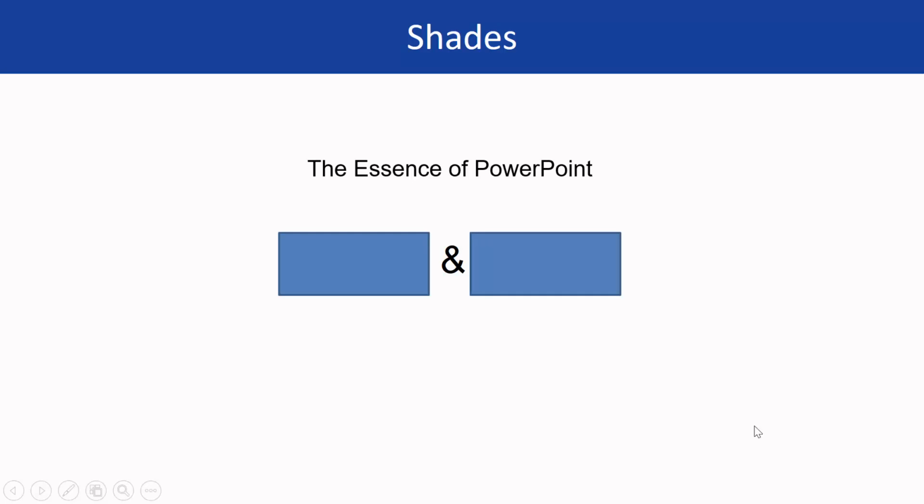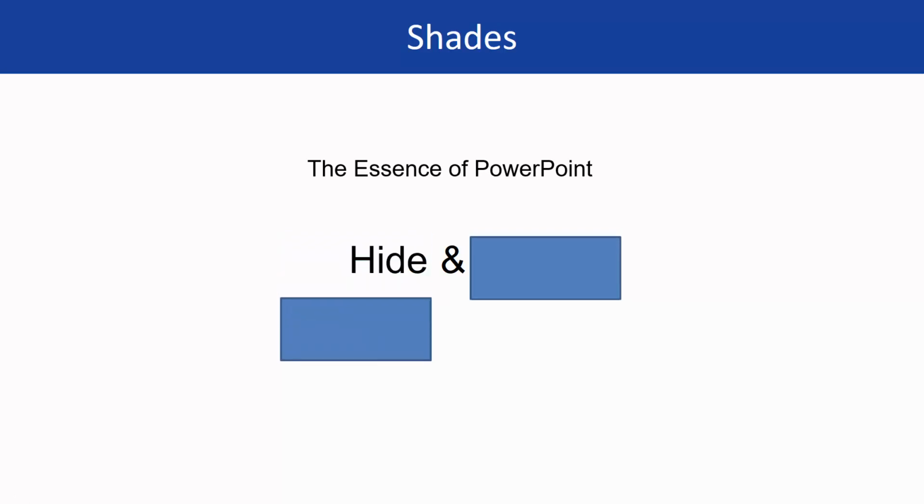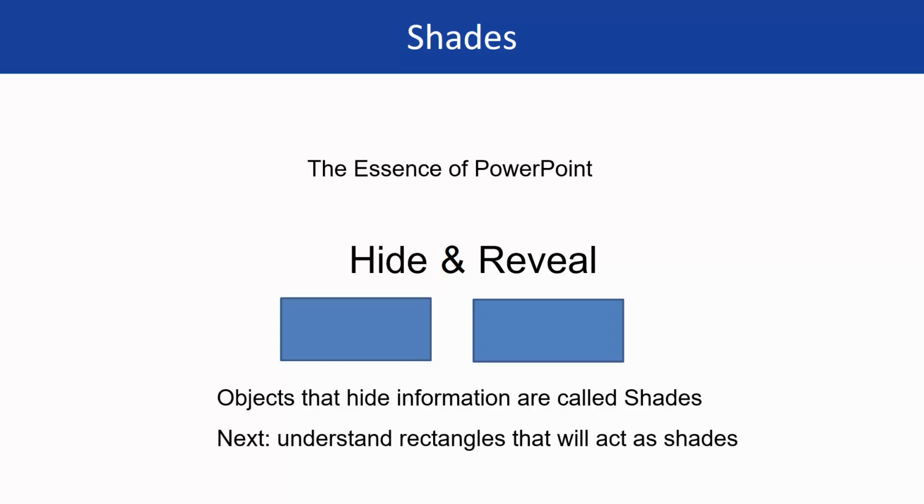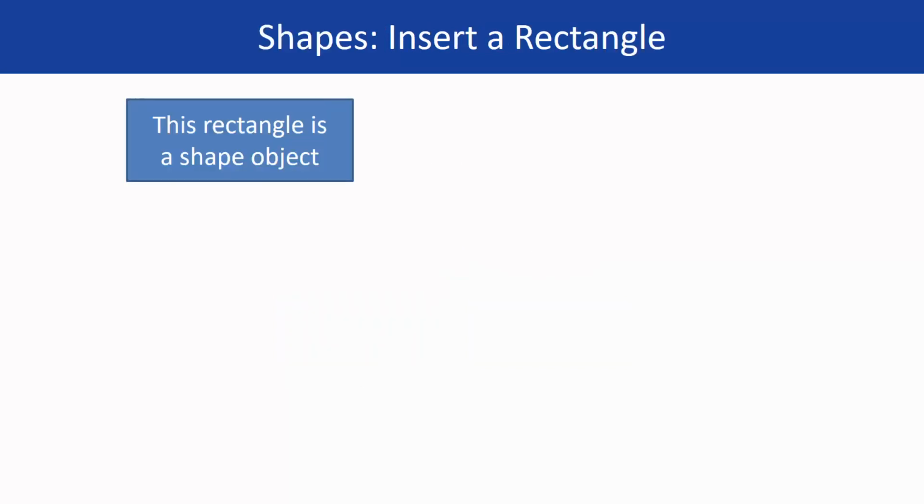At the very beginning in the first video, I showed this screen and I removed the blue box to show things behind. It's an incredibly effective engagement technique. So what you have to understand is that these blue boxes were sitting in front of that text box. When we hide information with objects, we call those objects that are doing the hiding shades. Now we're going to understand how we can use rectangles and use them as shades.